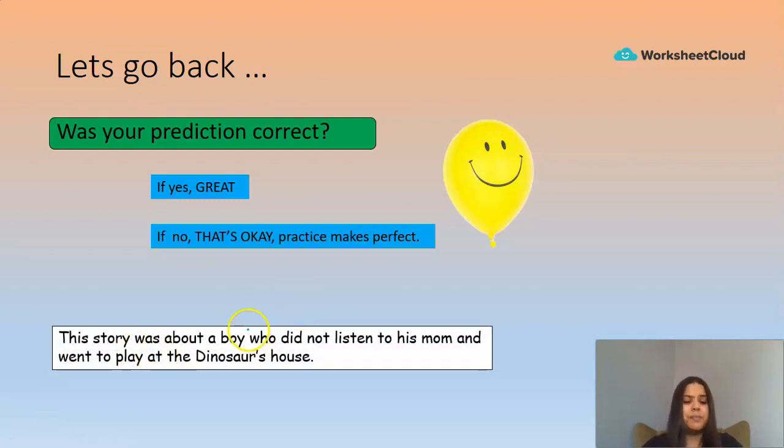So this story was about a boy who did not listen to his mom and went to play at the dinosaur's house. And the egg gave the idea that he was playing with a dinosaur egg, okay? So that was what the story was actually about. And notice I only wrote one sentence, but I could possibly write a few. And that's what we would call a summary. When we retell a story, we're not going to use the exact words, we are basically going to summarize what the story is about. But we're going to get there in another lesson, grade 4. Okay, so let's move on.